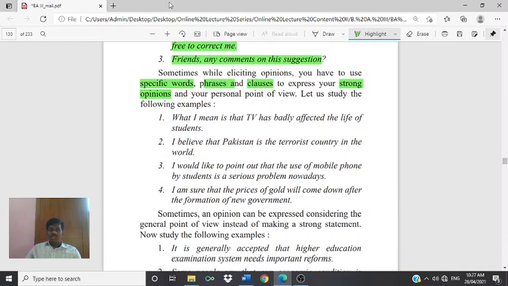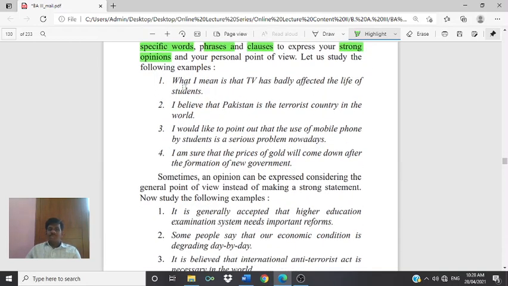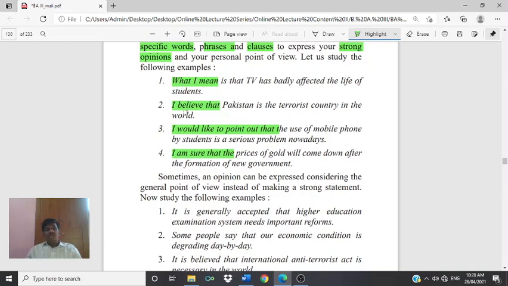Let us study the following examples. What I mean is that TV has badly affected the life of students. "What I mean" expresses your strong opinion. Or, I believe that Pakistan is the terrorist country in the world. Or, I would like to point out that the use of mobile phones by students is a serious problem nowadays. Or, I am sure that the prices of gold will come down after the formation of a new government. So: what I mean, I believe that, I would like to point out that, or I am sure that.